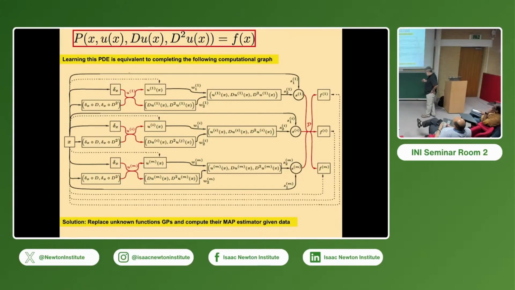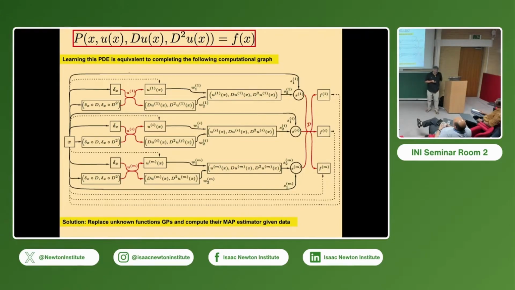Now, observe that learning this PDE is equivalent to completing the following computational graph, in which nodes represent variables and edges represent functions. And here I'm coloring in red the unknown functions to be learned. So this corresponds to the unknown functional form of the PDE and the partially observed solutions. And our proposed approach is to simply replace the unknown functions by Gaussian processes. We're going to assume them to be independent, and then compute their MAP estimator given data.